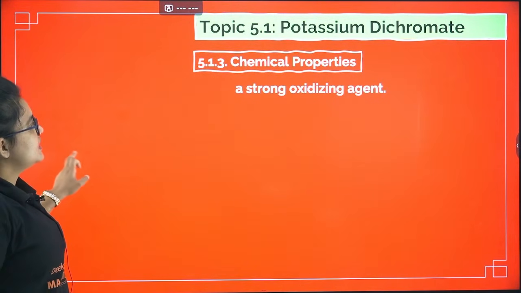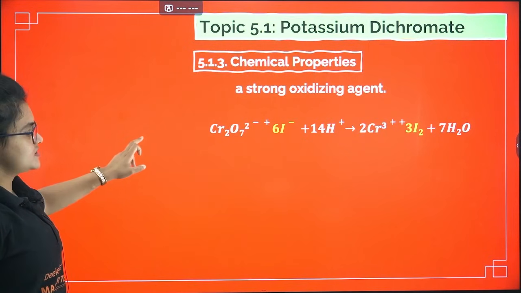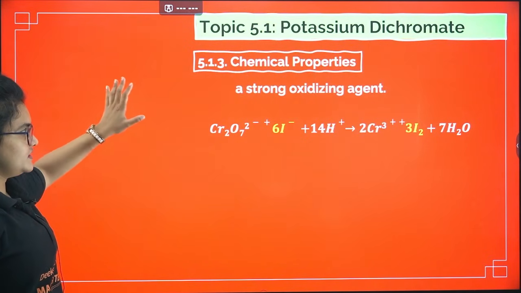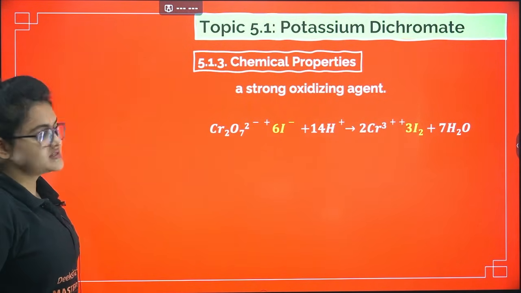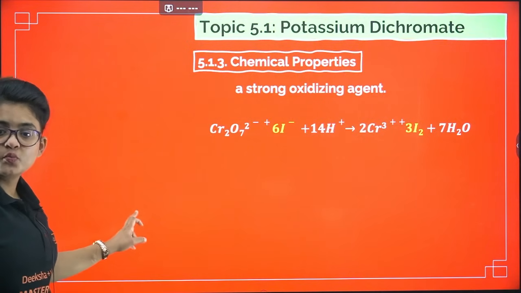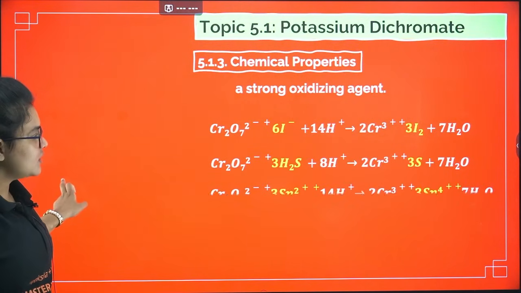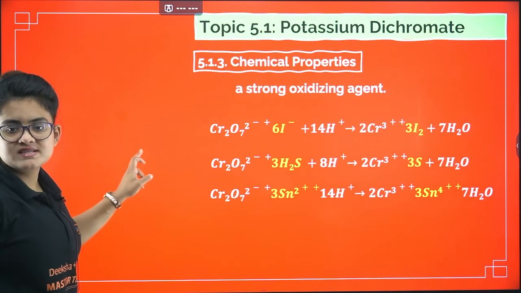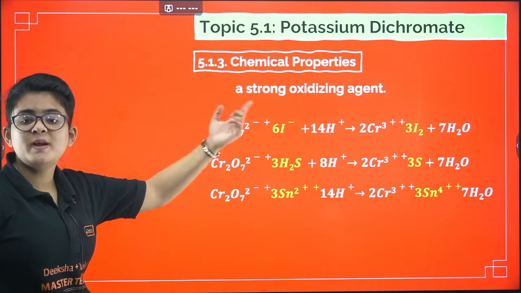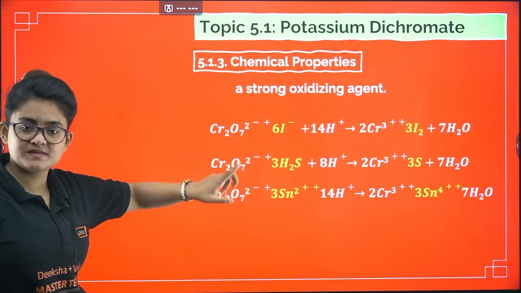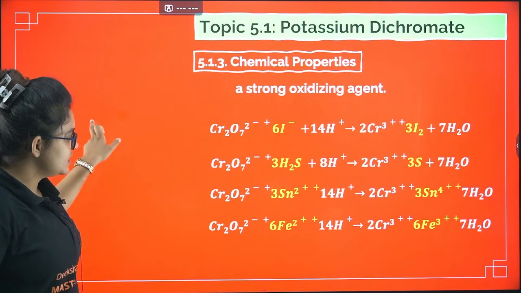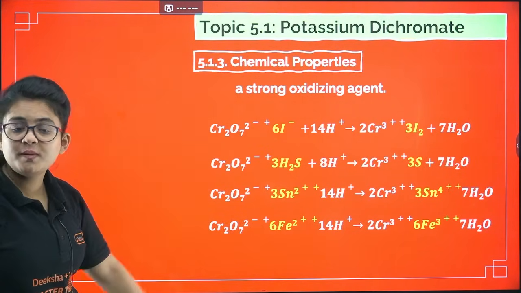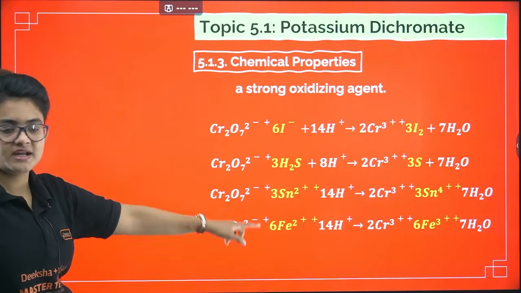Let's proceed. Dichromate is a very strong oxidizing agent. It oxidizes I minus to I2 in acidic medium. It oxidizes H2S to sulfur. Next, it oxidizes Sn2 plus to Sn4 plus. It's a very strong oxidizing agent. It oxidizes Fe2 plus to Fe3 plus. It's a very common reaction.